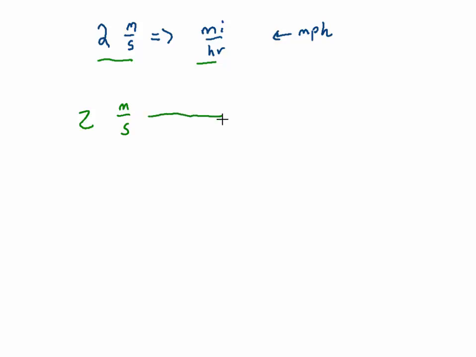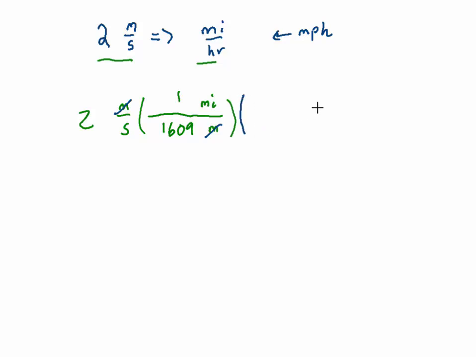I want to get rid of meters, so I'm going to essentially multiply this by 1. I know I can convert a meter to a mile, and if I look that up, it turns out that it's 1609 meters per mile. Now I can explicitly cancel off my units right there, and if I were to divide 2 by 1609, I would have my answer in miles per second.